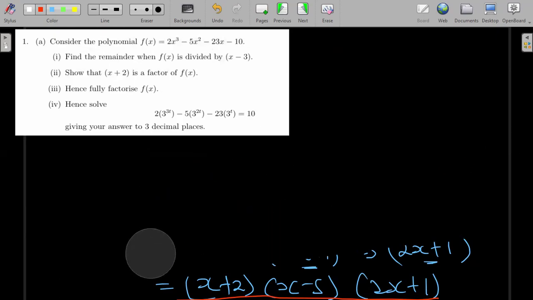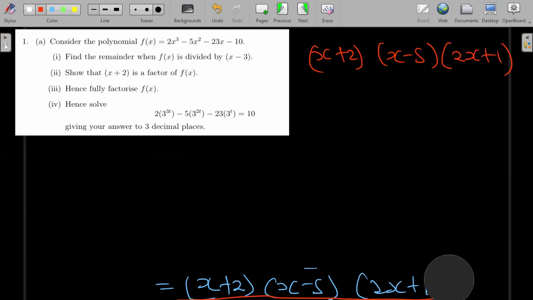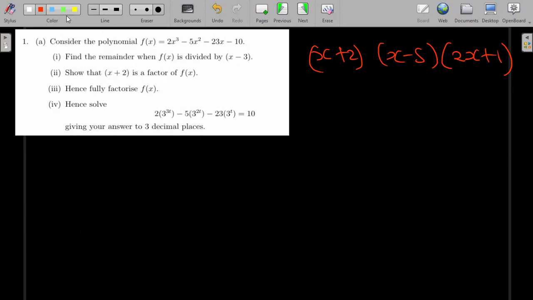We can erase this. Okay, so let's write this part here somewhere here. So x plus 2, and then x minus 5, and then 2x plus 1. Right, so that is our polynomial in its fully factorized form.